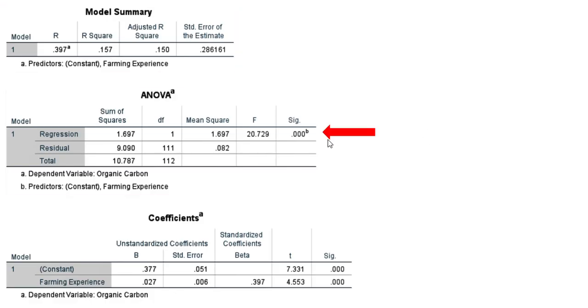ANOVA. The significance value here in this example is 0.000, which is less than 0.05. It indicates the regression model is statistically significant.